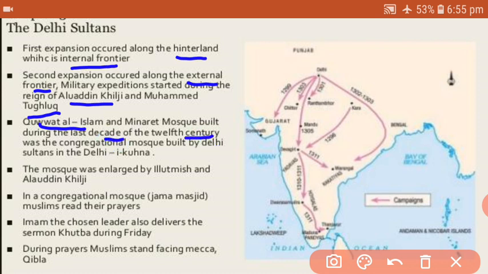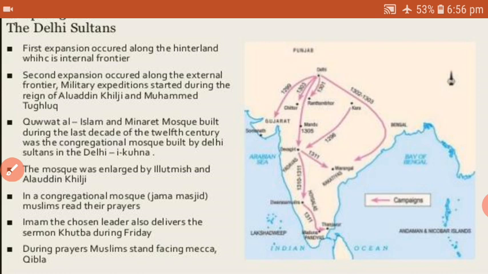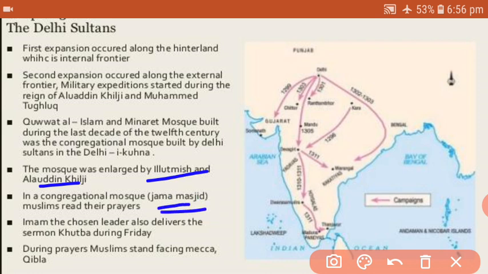About architecture we also have some data. The congregational mosque, that is Jama Masjid, was built by the Delhi Sultans in Delhi Khuna. So in Delhi, Jama Masjid was also built during this particular period. The mosque was enlarged by Shamsuddin Iltutmish, as I just told you, and even by Alauddin Khilji.